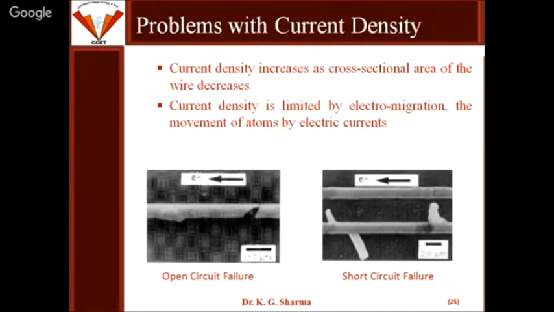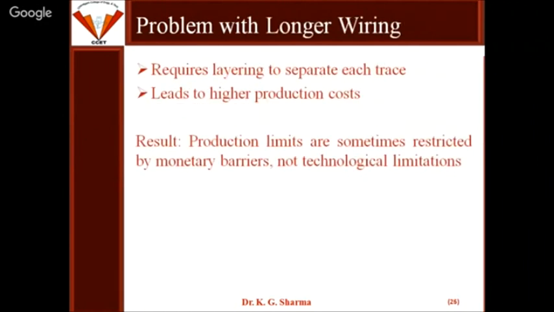Problems with current density. It is also related to the interconnect. Current density increases as the cross-sectional area of the wire decreases. Current density is also limited by electromigration, the movement of atoms by the electric field, and because of this, there may be some open circuit failure or short circuit failure in the devices.